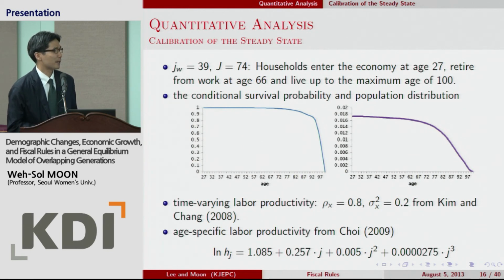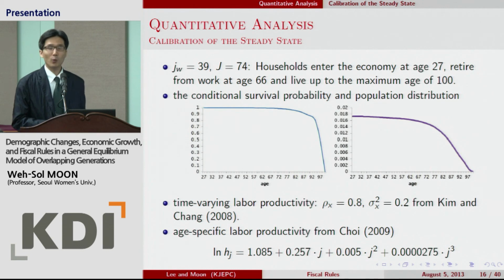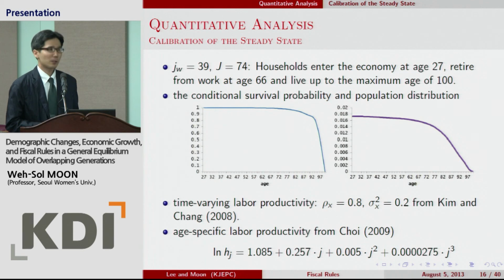Time varying labor productivity comes from Sunbin Kim and Yong Sung-jang 2008. This number is not from this paper. They estimate, I think, 0.34, something greater than 0.3, but we introduce age-specific labor productivity. So I set this number a little bit lower than Sunbin Kim and Yong Sung-jang. And we also introduce age-specific labor productivity, that's H. This is deterministic, but this is stochastic over a life cycle.